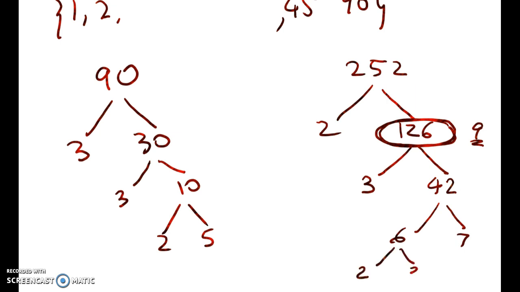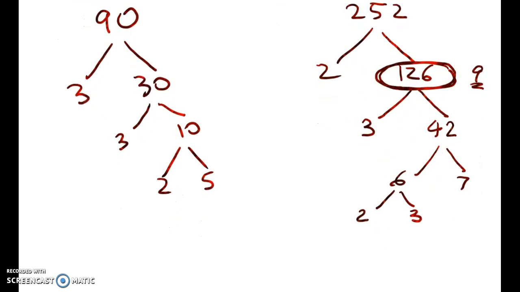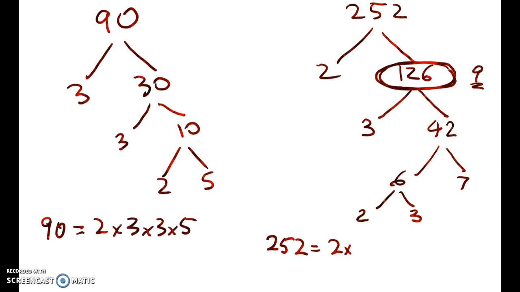Now I've stopped doing the circle tick thing because by this stage you've got pretty good, I think, at spotting when you've got to a prime number. We can write those numbers out like this. So 90 is equal to 2 times 3 times 3 times 5. I don't have to go in that order, but it keeps my working systematic if I do. So it's a good habit to get into. And 252 is 2 times 2 times 3 times 3 times 7.